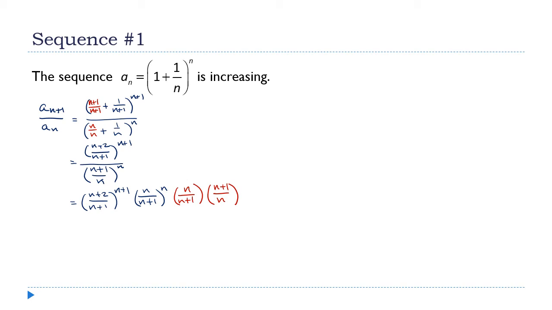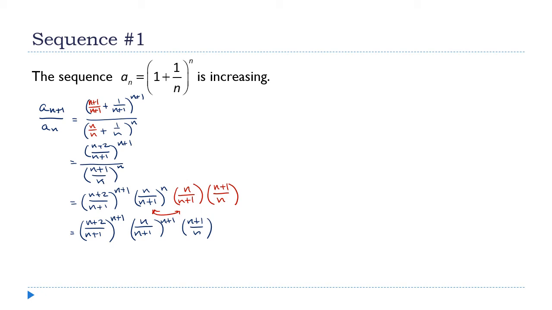Because that whole thing there now is just 1, right? And I can multiply by 1 all I want. So now let's combine these two together, and this becomes ((n plus 2) over (n plus 1)) to the n plus 1, times (n over (n plus 1)) to the n plus 1, still times (n plus 1) over n. Okay, good. Now, let's see what to do next.